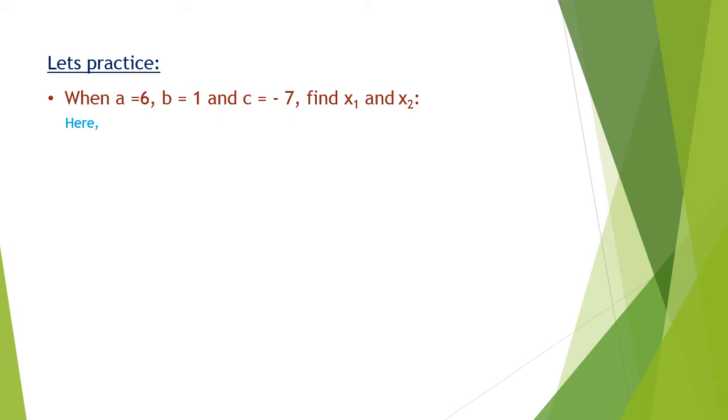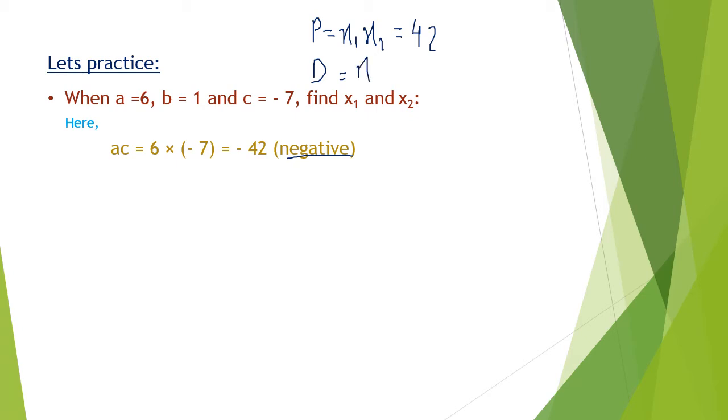Let's practice another question. ac is minus 42. Then what we have to do is find p such that the two numbers, which we suppose to be x1 and x2, their product will be equal to 42. It always takes a positive sign, and as it is negative, we have to find the difference. That will be x1 minus x2, equal to the value of b, that is 1.